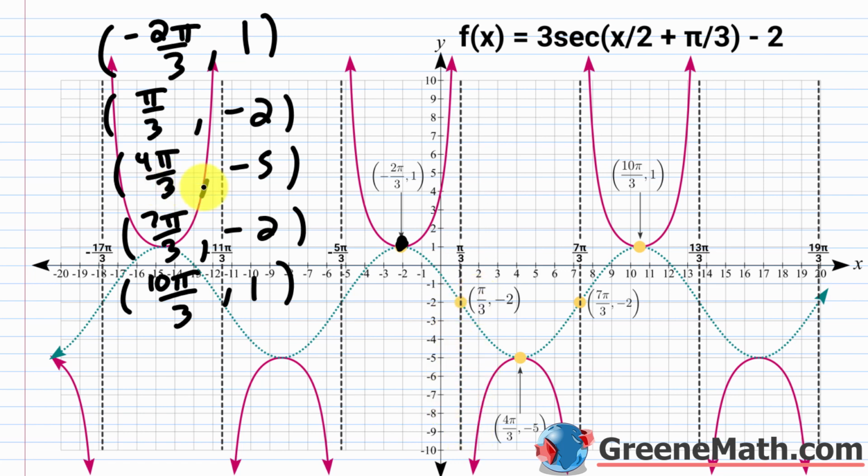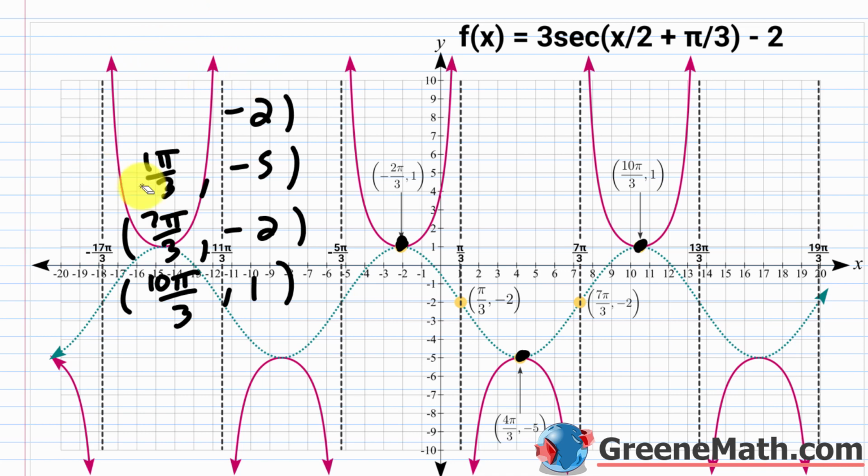Then you have 4 pi over 3 comma negative 5, so it's going to be this right here. That's going to be a shared point. Then this guy right here, again, that's 3/4 of the way through. You can have another vertical asymptote there. If you took that x value, that 7 pi over 3, and you plugged it in, you'd end up with the secant of 3 pi over 2, and so that's undefined. So that's your vertical asymptote there at x equals 7 pi over 3. Then this point right here to finish up the cycle is 10 pi over 3 comma 1. Again, that's a shared point.